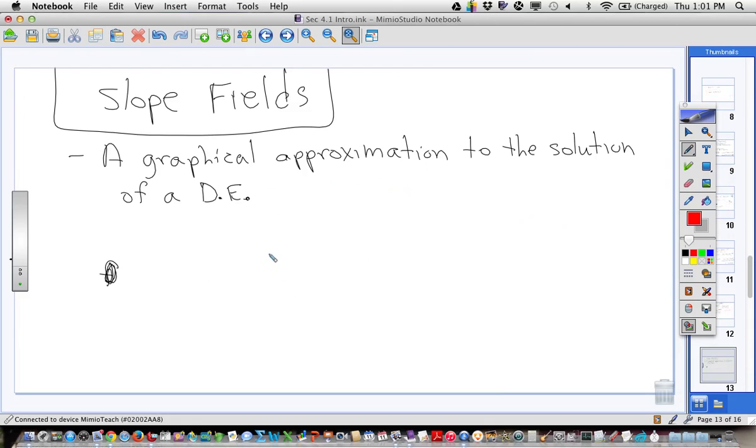All right. So let's talk about the second thing that we have to do, which is this idea of slope field.